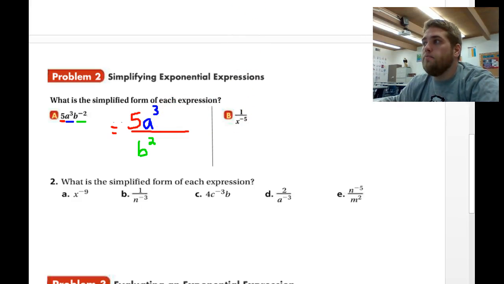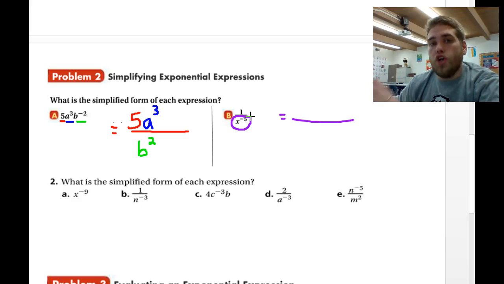Now, on B, it gets a little different. So I write my equal sign, draw my line. So I have 1 on top, right? And then I look on bottom and I have this x to the negative 5th. Can I have negative exponents? No. So if it's negative on bottom, I want to bring it to the top. So it's just x to the 5th over 1.